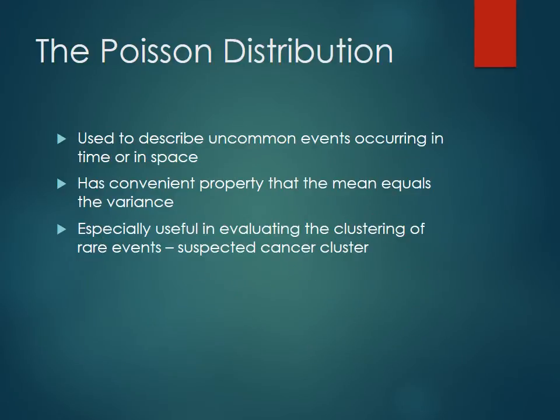So this is useful for helping us to determine the uncommon events that are occurring in time or in a particular space. It has a convenient property that the mean value here is equal to its variance. We'll see how that's important when we look at the confidence intervals a little bit later. And it's also useful in evaluating the clustering of rare events. So if you suspected you were having cancer clusters occurring around a specific area where there might be some kind of exposure to a toxin, this is useful for looking for clusters of that by looking at changes in the distribution over time.